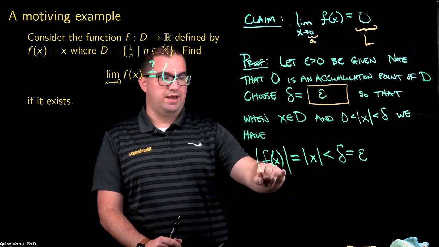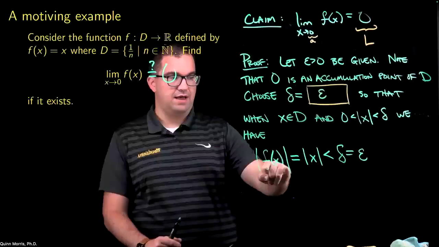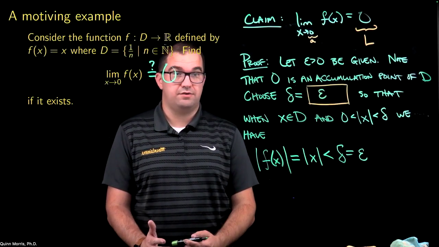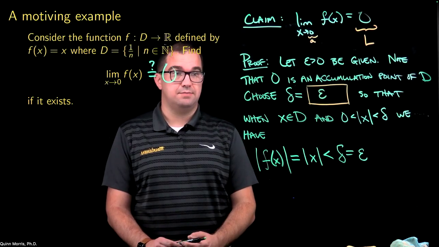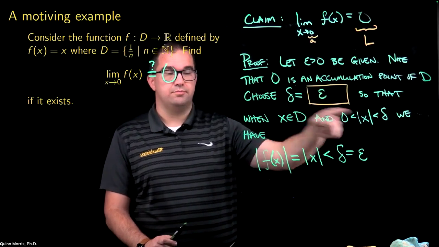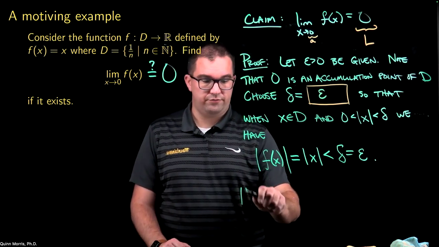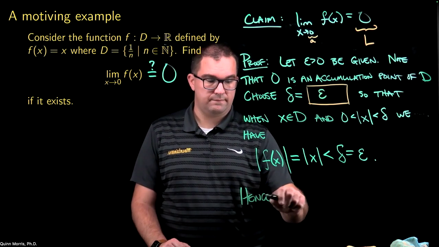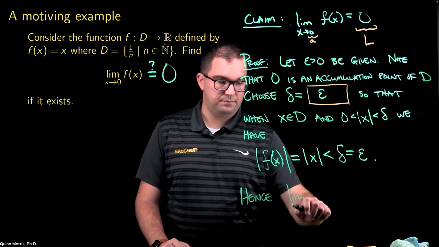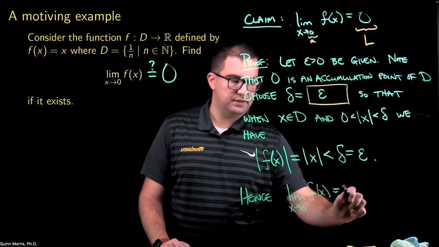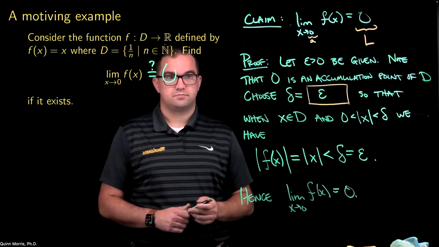So now notice that here what I have is that the absolute value of f of x is less than epsilon, which is what I want. The absolute value of f of x minus L is less than epsilon whenever these conditions are met, okay? So that concludes our proof, and hence the limit as x approaches 0 of f of x, in this case, is equal to 0. Okay.